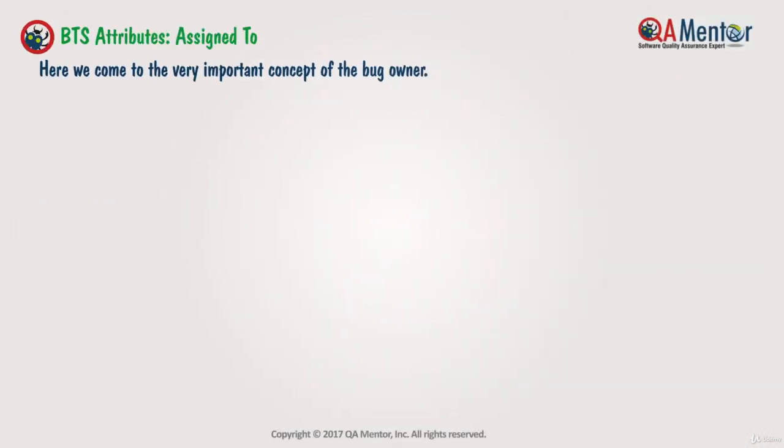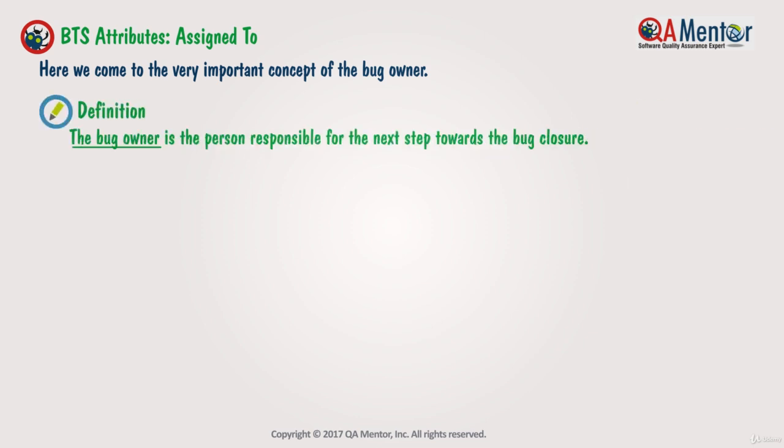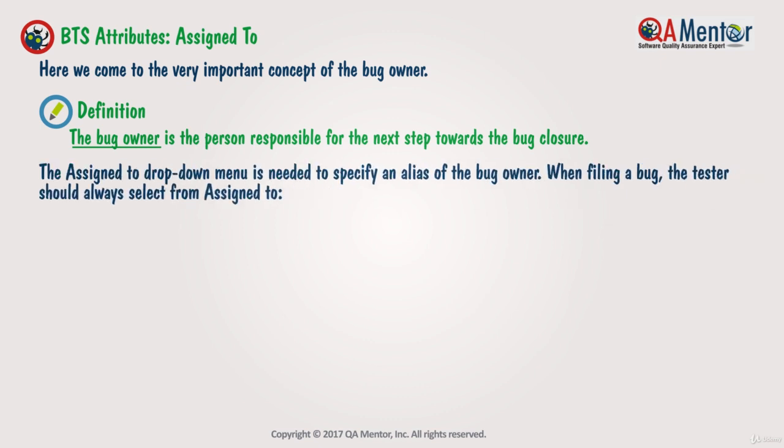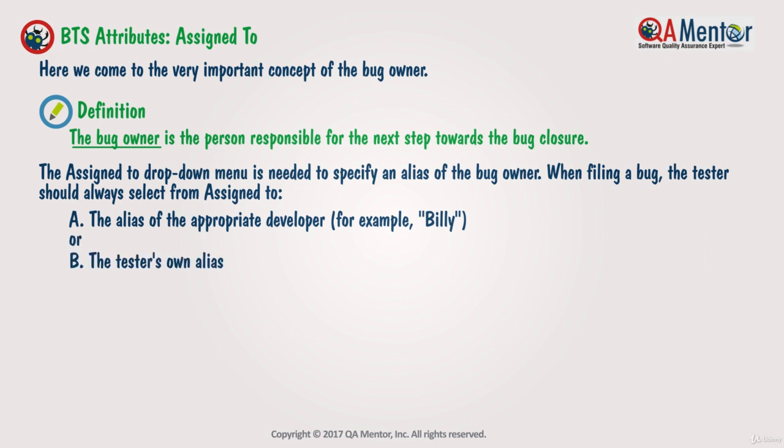BTS attributes, assigned to. Here we come to the very important concept of the bug owner. The bug owner is the person responsible for the next step towards the bug closure. The assigned to drop-down menu is needed to specify an alias of the bug owner. When filing a bug, the tester should always select from assigned to: A, the alias of the appropriate developer, for example, Billy, or B, the tester's own alias.